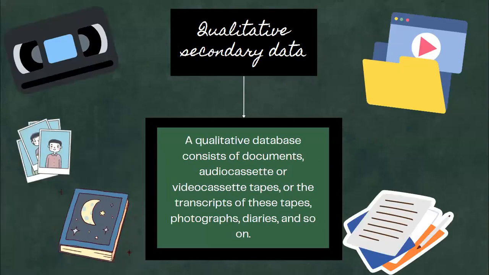But what is more of our interest is qualitative secondary data. A qualitative database consists of documents or video cassette tapes. Well, maybe not right now. Maybe right now it is more like recordings and stuff, and the transcripts of those tapes or those recordings. It also includes photographs, diaries, and other things.